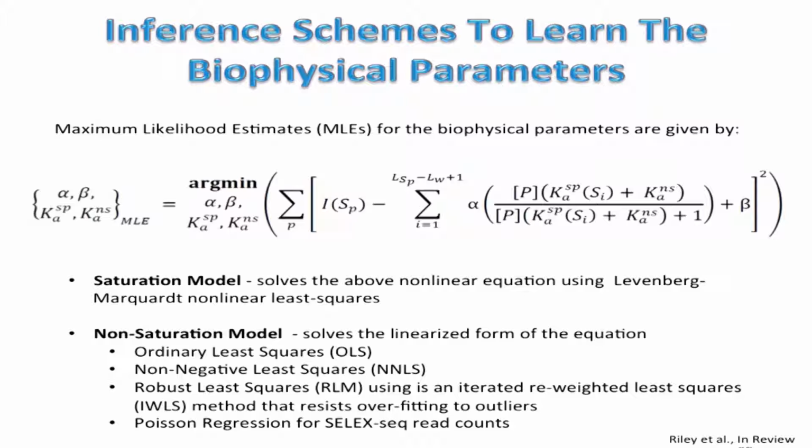The reason why is because the PBM data is very noisy. It has lots of outliers. So by using the robust regression method to solve for our affinity parameters, we get the most accurate models looking at cross-validation across PBM experiments.